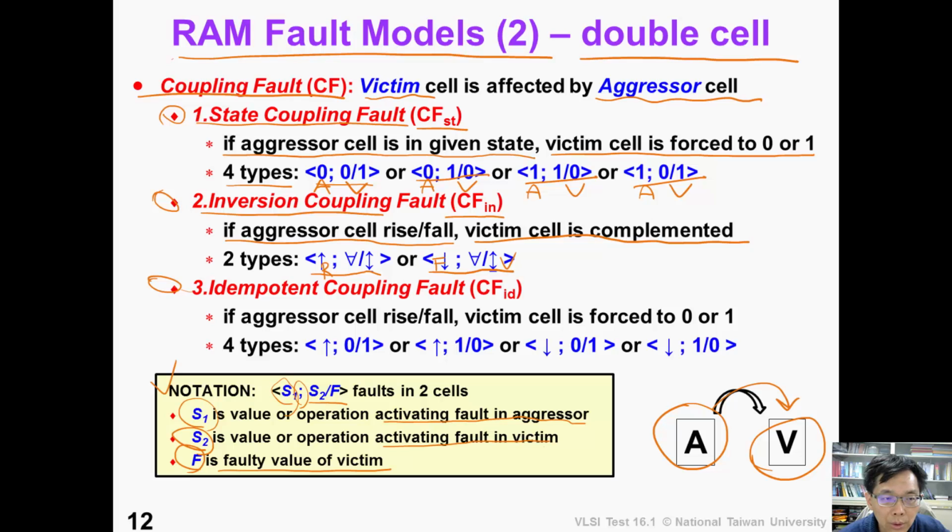In the second category, it is called the idempotent coupling fault, CFID. That means if the aggressor cell rises or falls, the victim cell is forced to logic 0 or logic 1. Again, there are 4 types. When the aggressor cell is having a rising transition, the victim cell will be forced to logic 1. And the other 3 types can be examined in the same way.